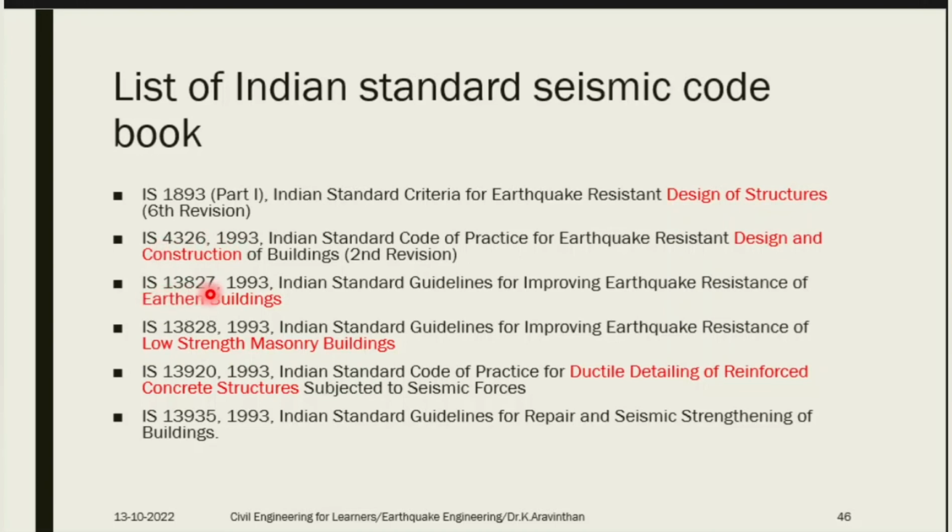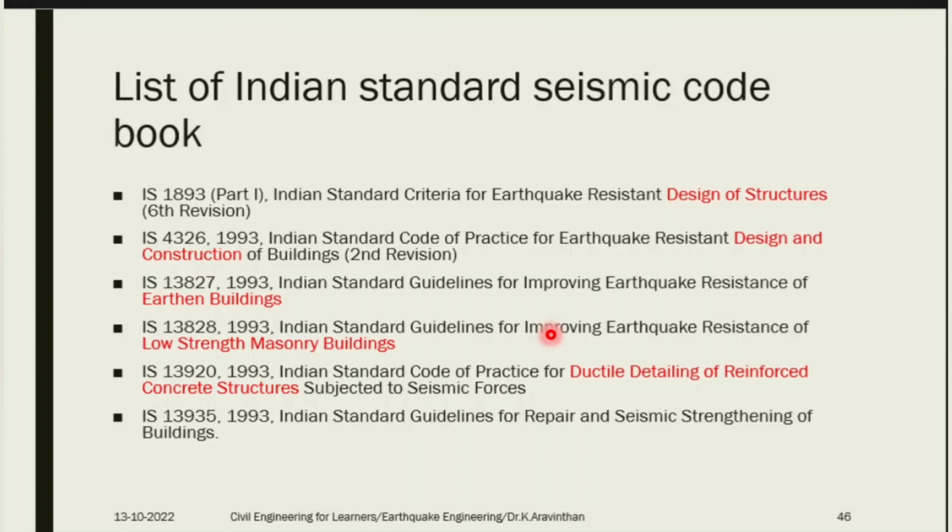IS 13827 is for improving earthquake resistance of earthen buildings. What do you mean by earthen building? It is constructed using soil, only clay material, and they will construct. So you can use eco-friendly building material and construct. I have seen a number of students making projects on earthen buildings.